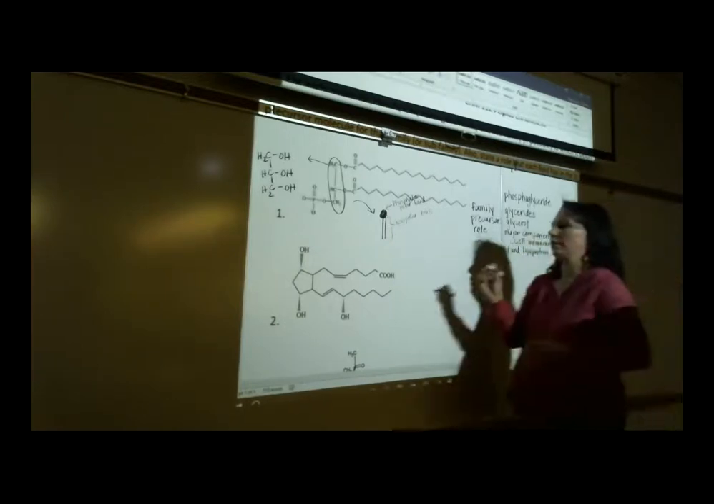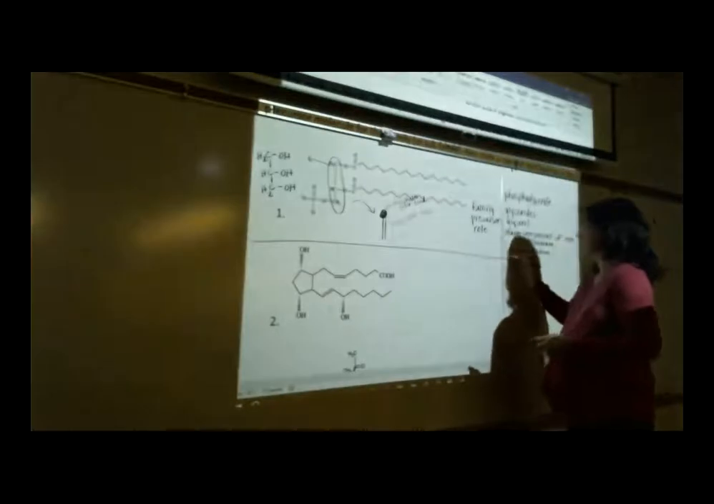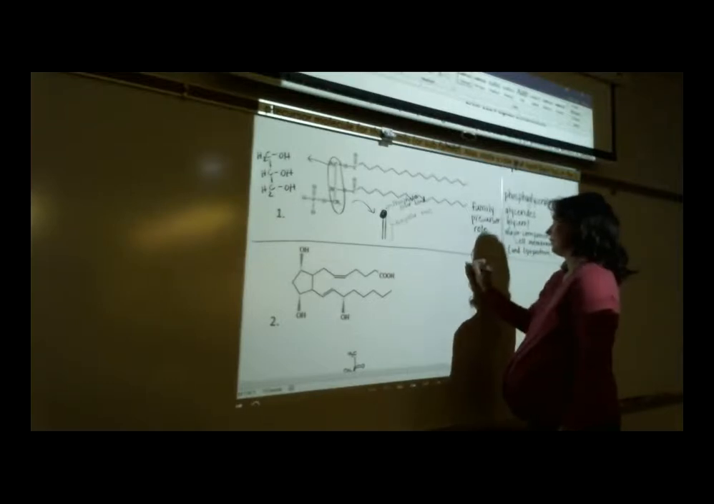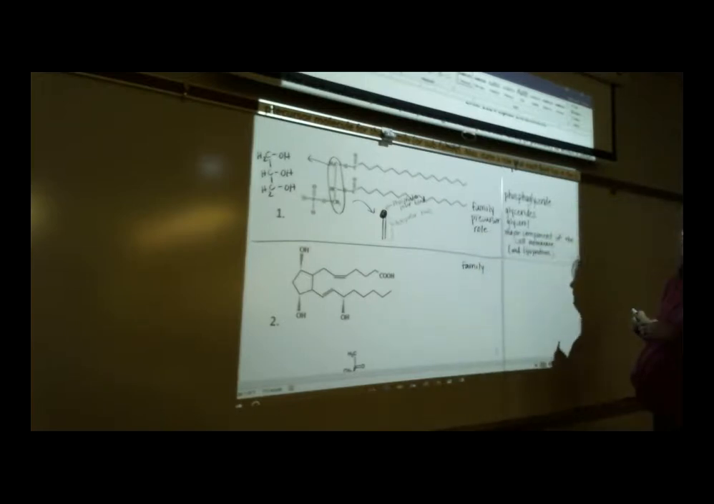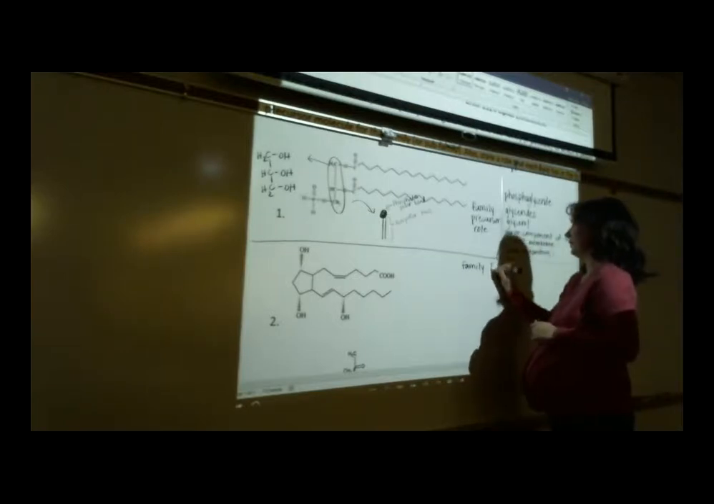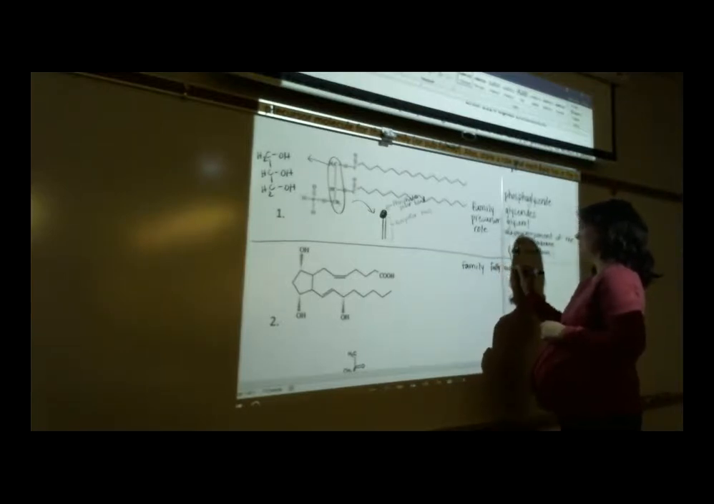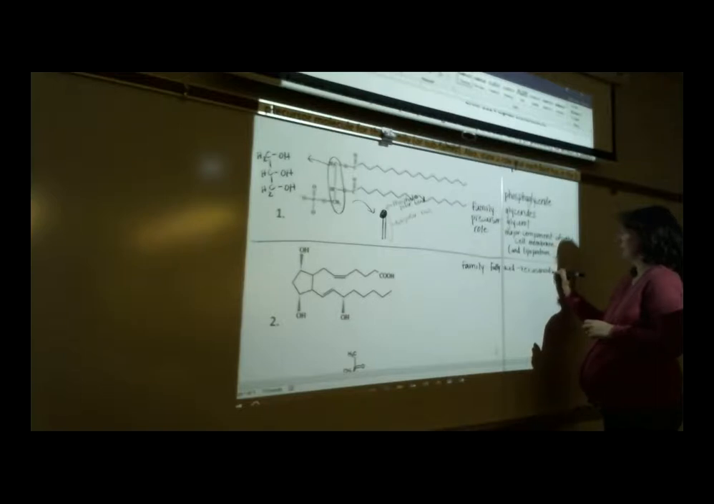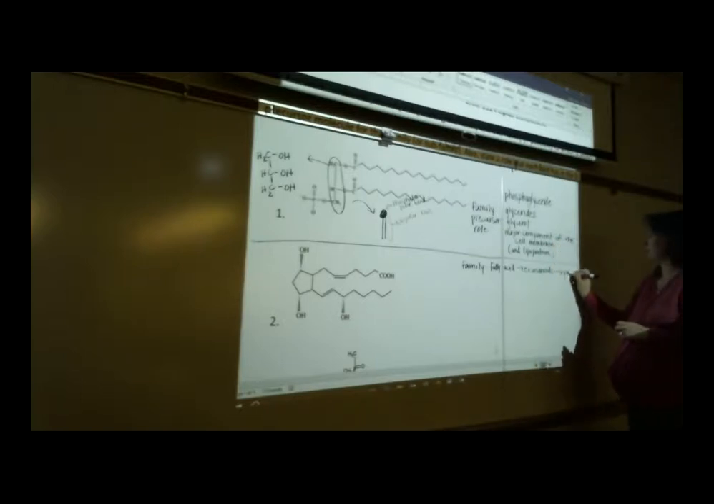All right, let's talk about number 2. What family is this? Now we can actually get pretty specific. We can get a lot more specific than that, and more specific than that too. Eicosanoid. And then prostaglandins. So it's part of the fatty acid, and then within the fatty acids is part of eicosanoids, and then within the eicosanoids, this is the prostaglandins.